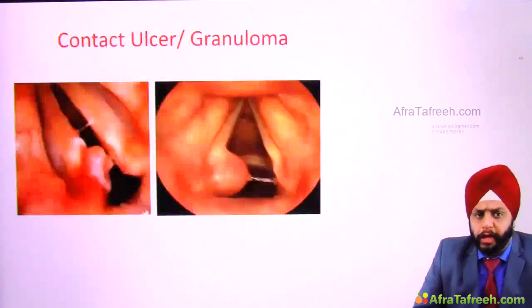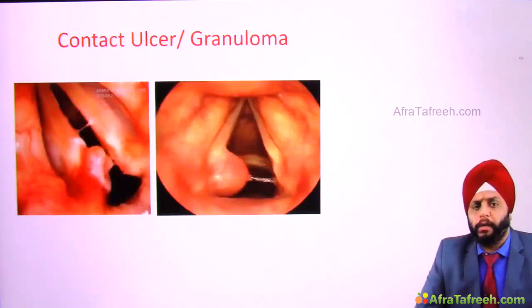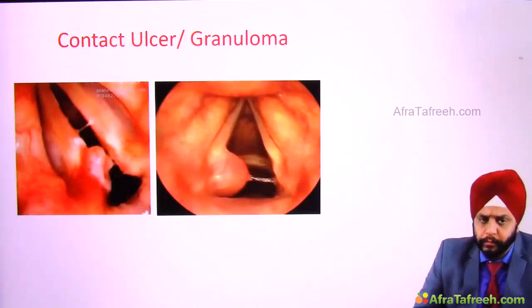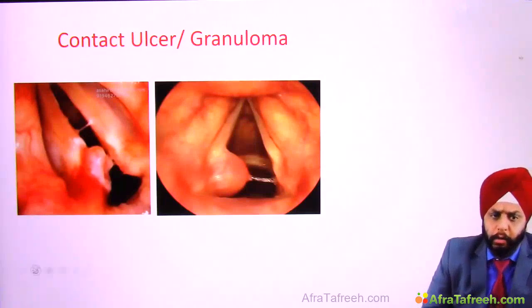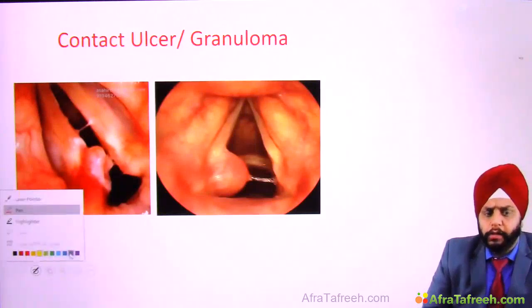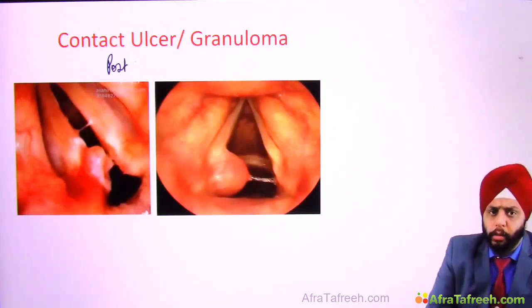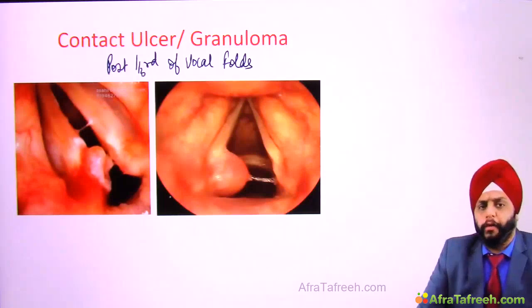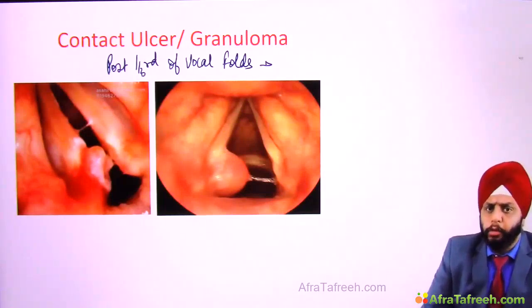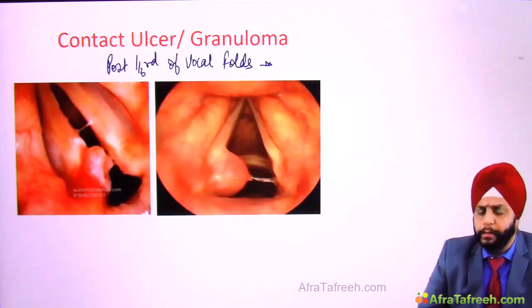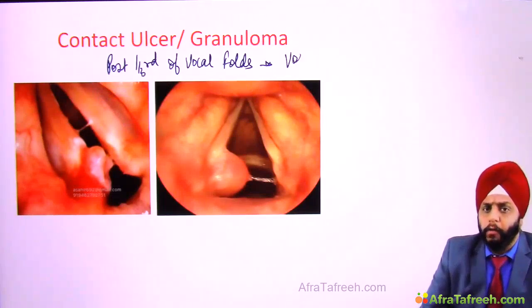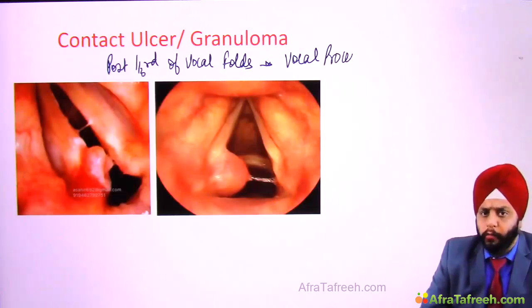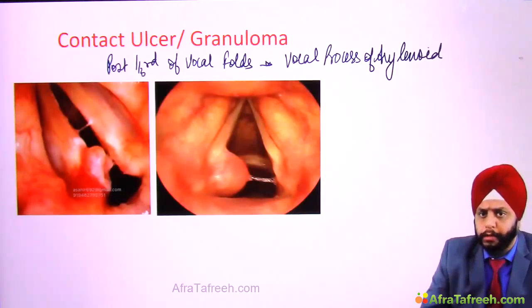Okay, let's come to the next condition, that is known as contact ulcer or contact granuloma. Now, contact ulcer or contact granuloma, number 1, is found in the posterior 1/3 of vocal folds. What do we have in the posterior 1/3 of vocal folds? Remember, in the anatomy, we have the vocal process of arytenoid cartilage. So it is found over there.